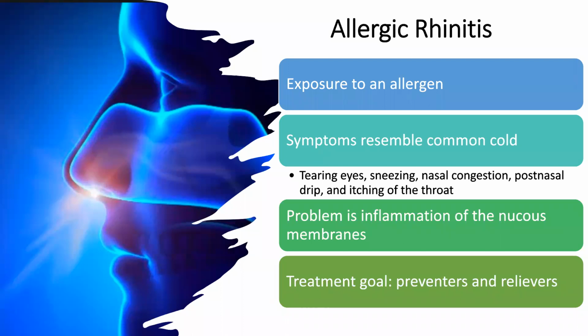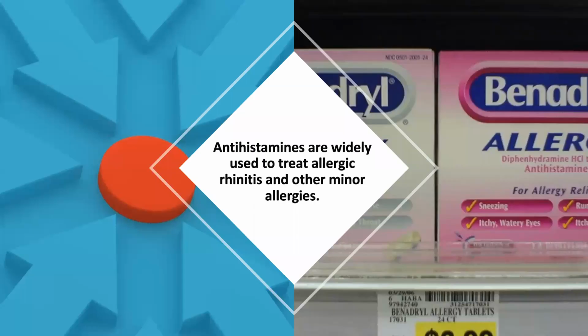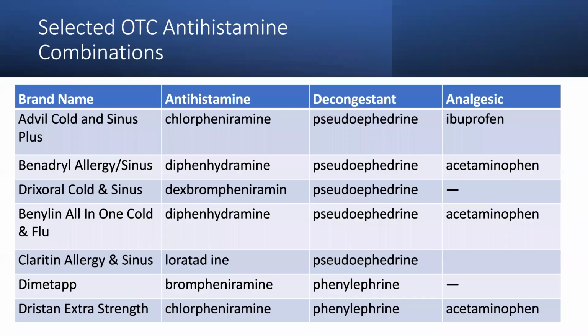So allergic rhinitis happens on exposure to an allergen. The symptoms resemble a common cold: tearing eyes, sneezing, nasal congestion, post-nasal drip, and itching of the throat. If a person complains about these, they have allergic rhinitis. The problem is inflammation of the mucous membrane, and for treatment, preventers and relievers can be used. Then there are antihistamines. They are widely used to treat allergic rhinitis and other minor allergies.